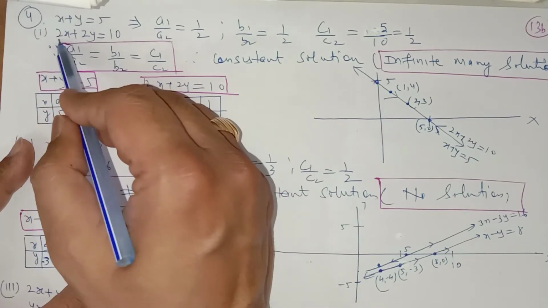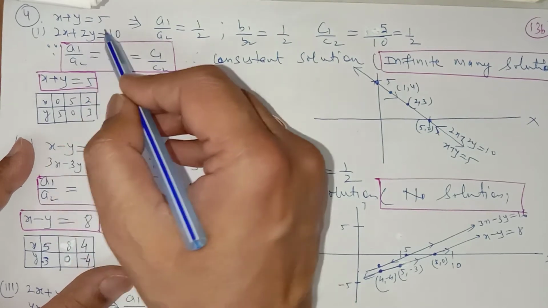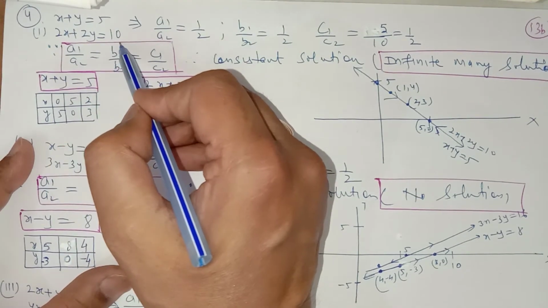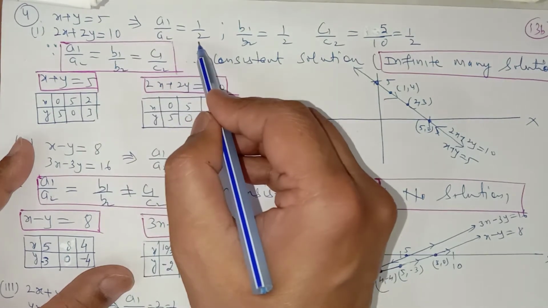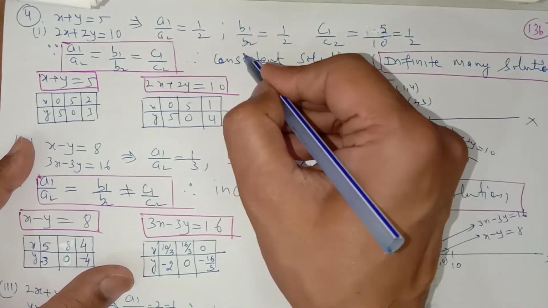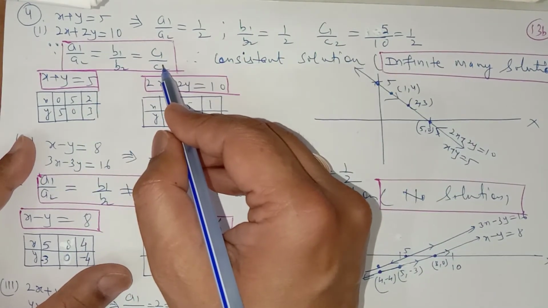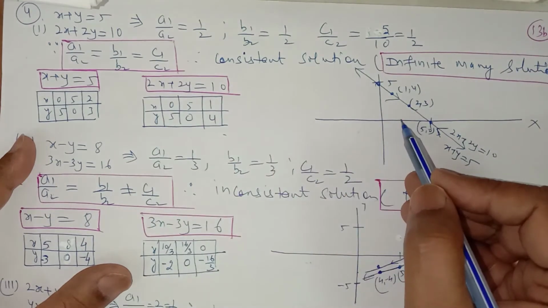So find a1 upon a2, it is 1 upon 2, b1 upon b2 is also equal to 1 upon 2, c1 upon c2 is also coming to be 1 upon 2. So a1 upon a2, b1 upon b2, c1 upon c2 are equal. It will have a consistent solution, and we can say that it has infinitely many solutions. So you have to draw the graph of this.